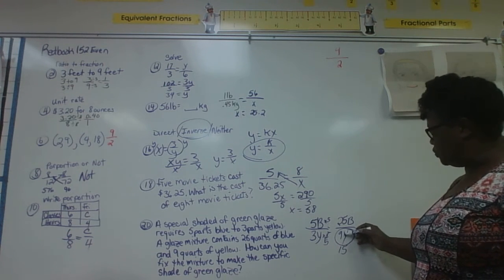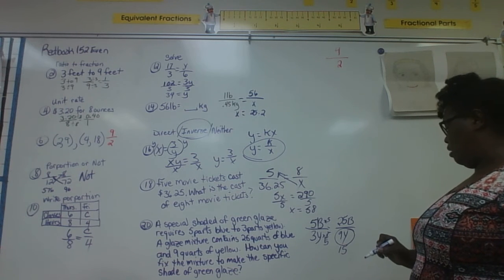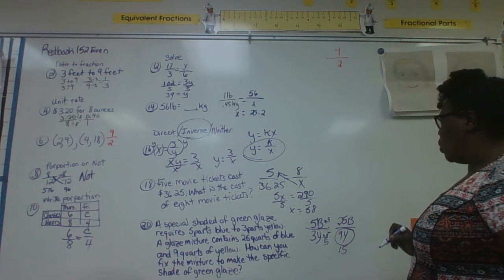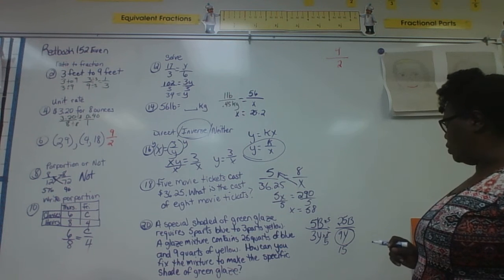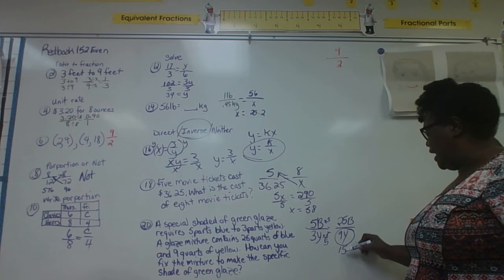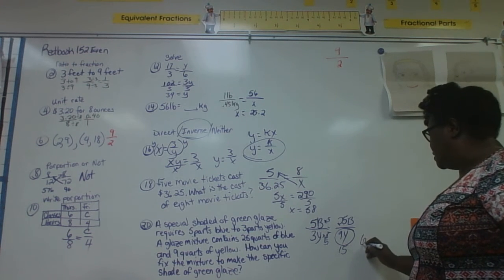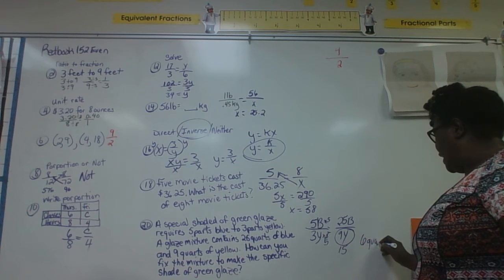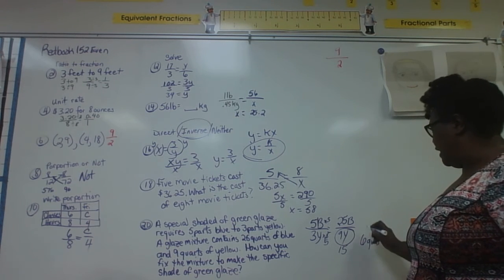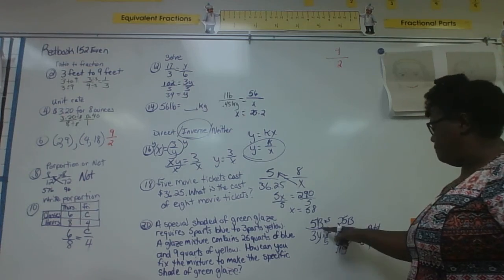What's the change between 9 and 15? Oh, we added some more quarts. And what amount of quarts did we add? The difference between 9 and 15 will be 6 quarts. So we added 6 quarts of yellow in order to make it balance.